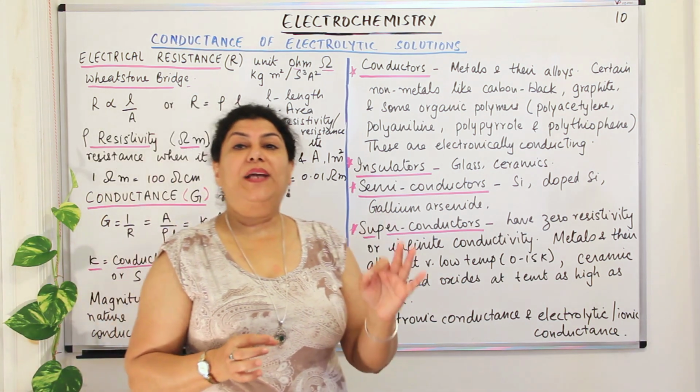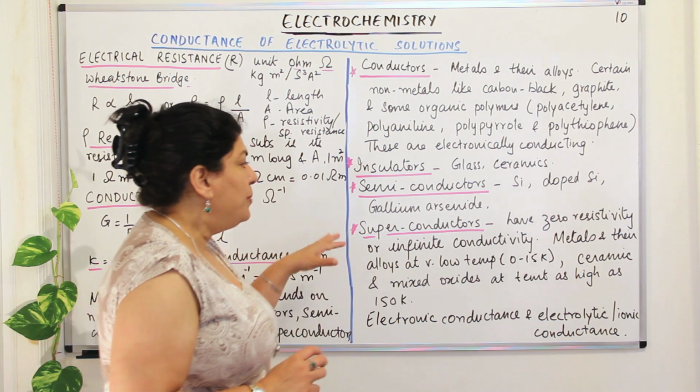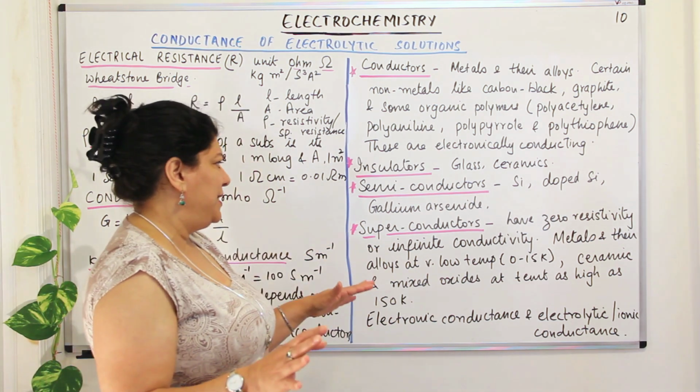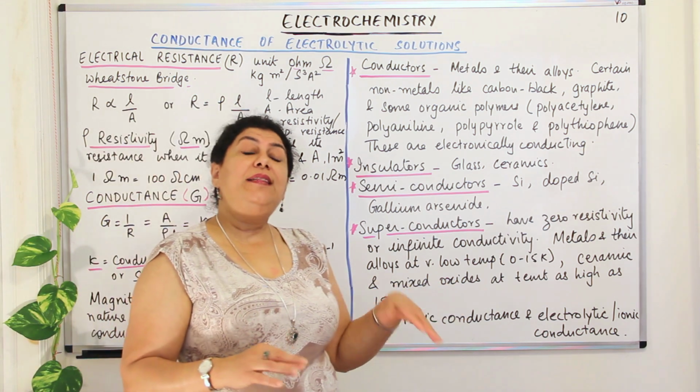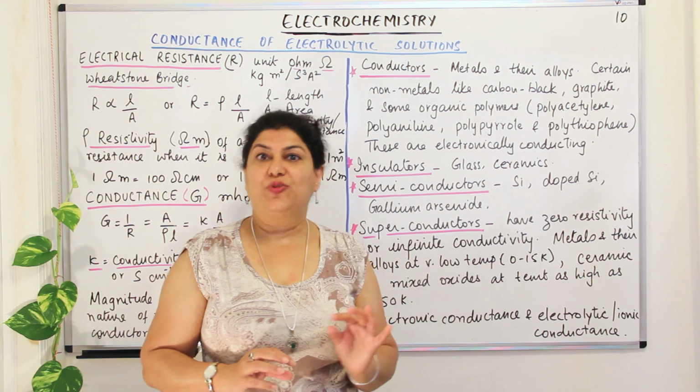And then the fourth category comes, which is of superconductors. Superconductors have zero resistivity. There is no resistivity, or you could say that they have infinite conductivity. Now this is a very ideal situation.